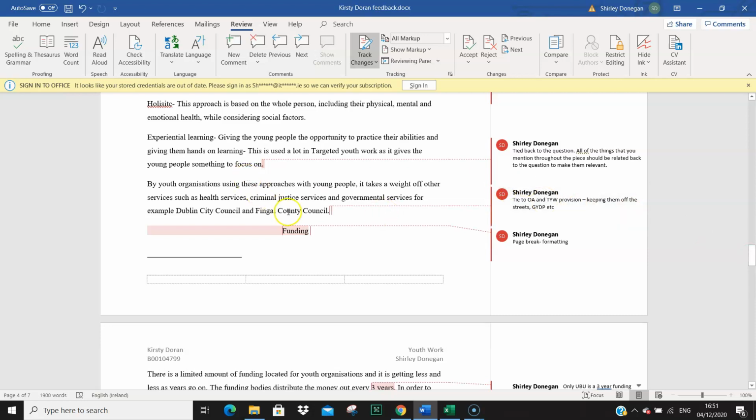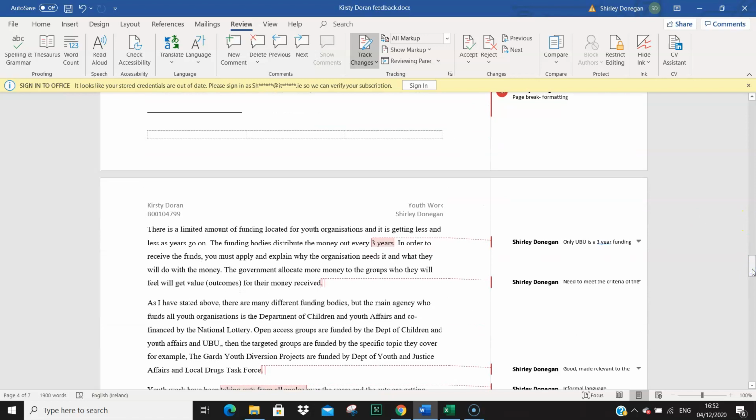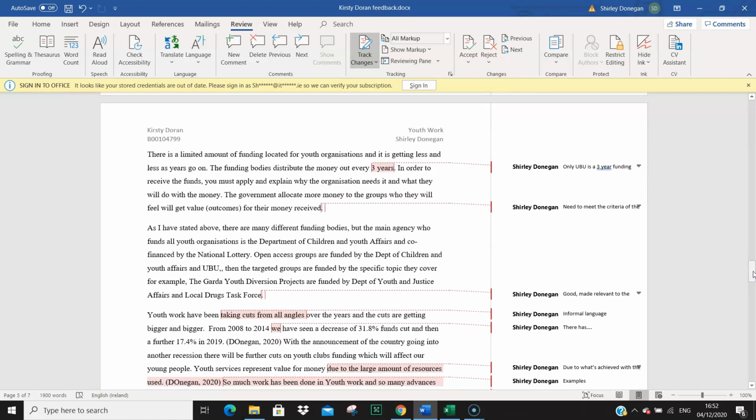And when we're looking at here in terms of taking the weight off other services, try to link them again back to either open access or targeted youth work. So you could say that they're assisting county councils by keeping young people off the streets and minimising antisocial behaviour in both open access or targeted provision. Garda Youth Diversion means that the justice system is less stressed, etc. So be specific about what you mean and don't leave any room for misunderstanding or assumption by the reader.